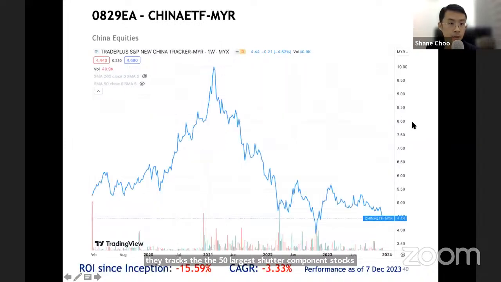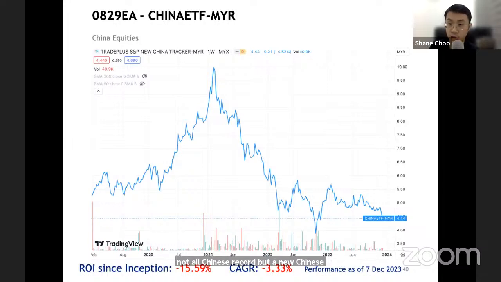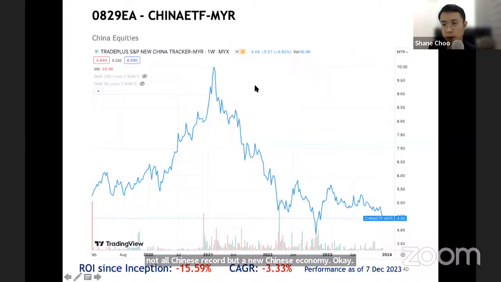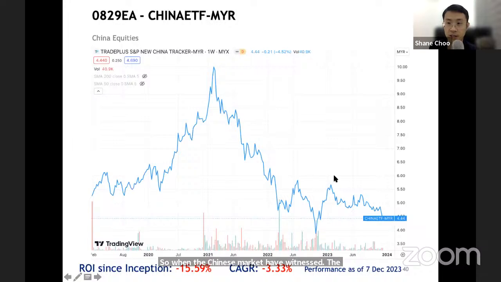Now, for the Chinese market, if you want to get exposure to it, this is an example. You can buy into a China ETF. This is the TradePlus S&P New China Tracker, which tracks the Chinese economy. Sorry, not the old Chinese economy, but the new Chinese economy, mainly technology stocks. No bank stocks if I'm not mistaken, mainly technology stocks. But of course, because of the technology clampdown and the slowdown in the China property market, when the Chinese market has weakness, the ETF that tracks the Chinese benchmark will also underperform.